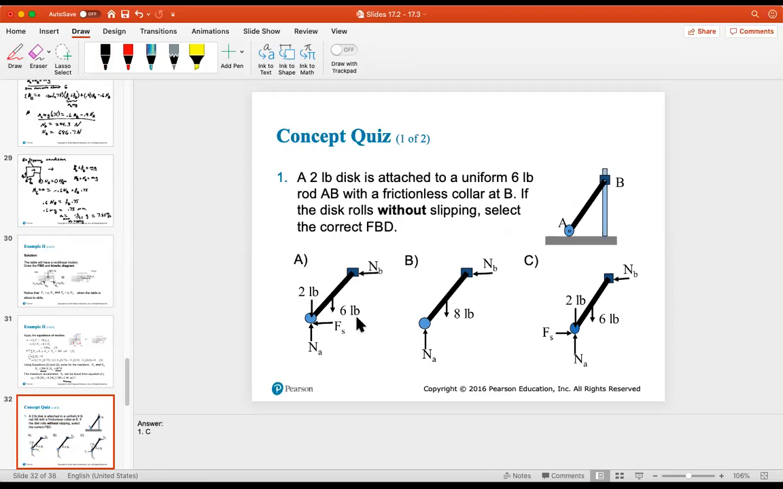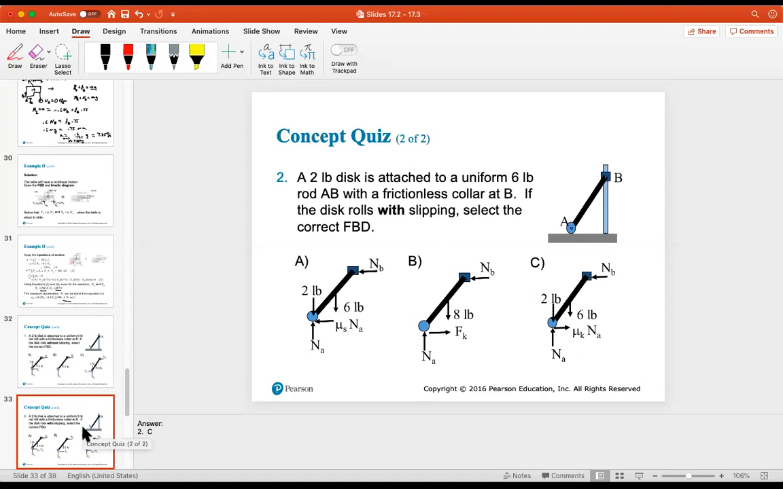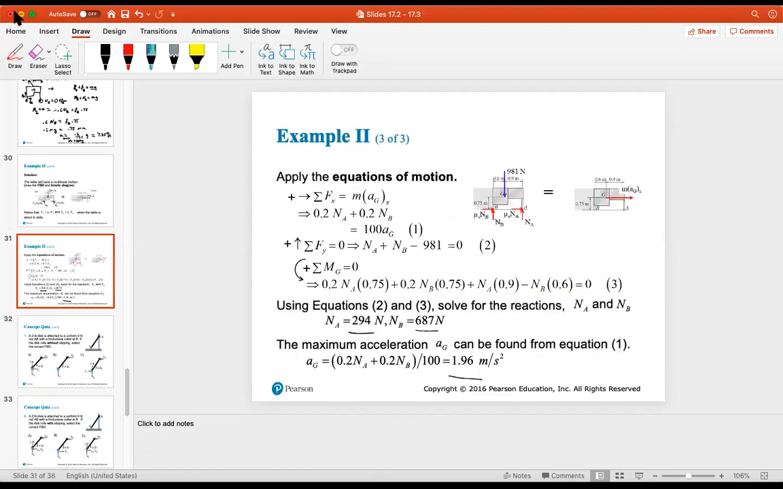Okay, so I will start class with, so here's a situation. We have a 2-pound disc over here attached to a uniform 6-pound rod and a frictionless collar, and we assume the disc rolls without slipping. What is the correct free body diagram? Take a look at those. I'll ask you about it when I see you next. And similarly, now we have, it does slip, so we have kinetic friction, same thing, which is the correct free body diagram. All right, see you guys next time.